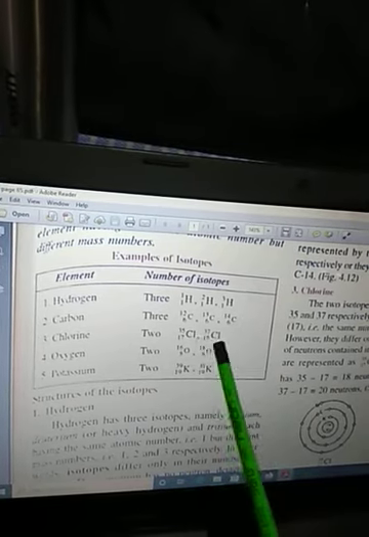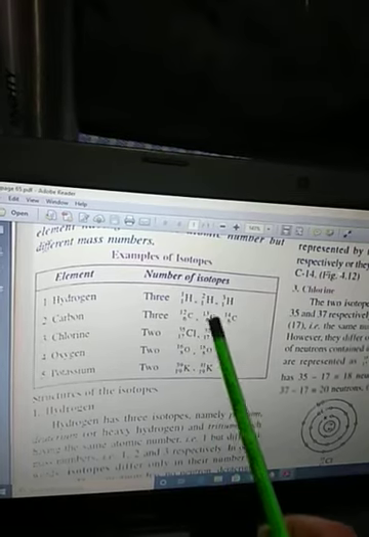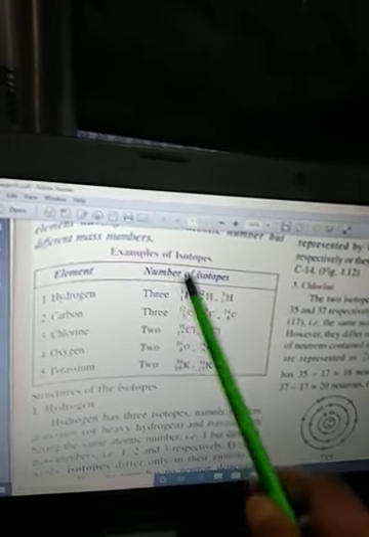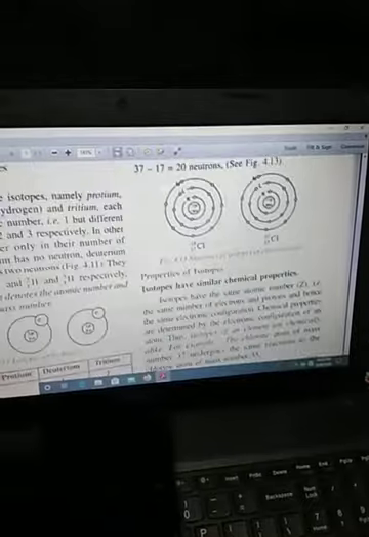Chlorine has two isotopes, Cl-35 and Cl-37. So these are examples of isotopes. Atoms of the same element having the same atomic number but different mass numbers are called isotopes.